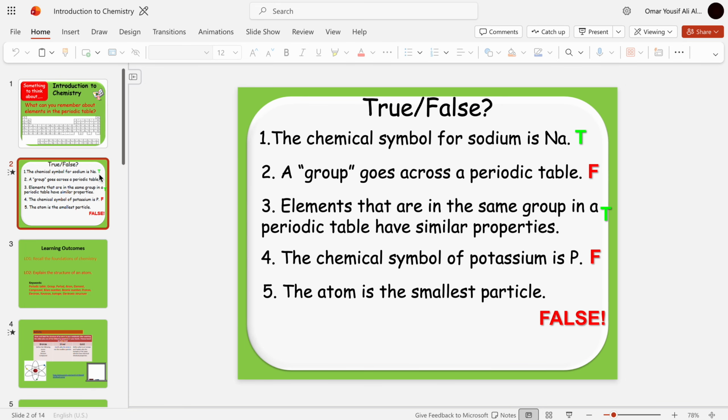Okay. So first thing I want to start with is true or false. The chemical symbol for sodium is Na. That's true. A group goes across a periodic table. That is false. Elements that are in the same group in a periodic table have similar properties. That is true. The chemical symbol of potassium is P. False. The atom is the smallest particle. Also false.